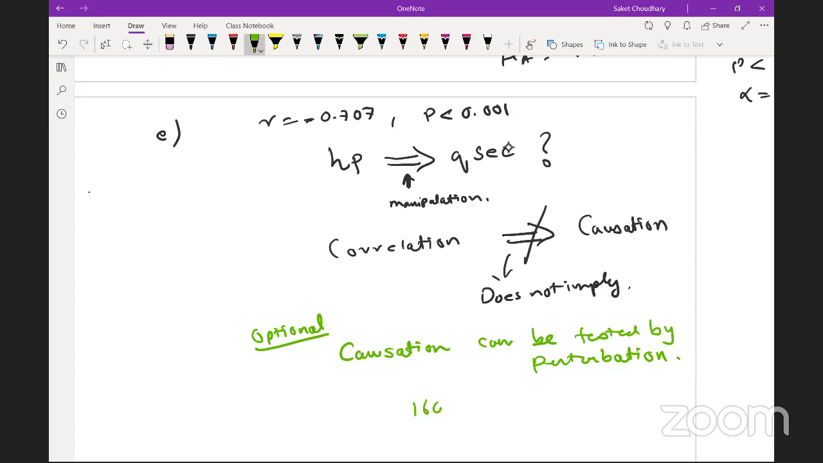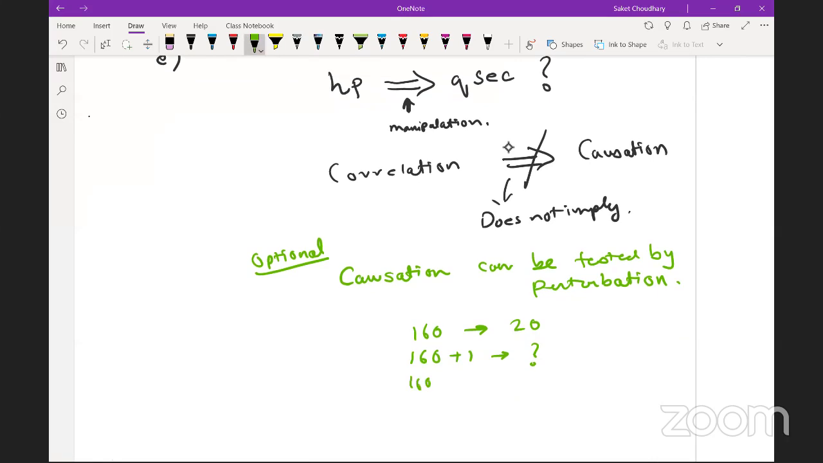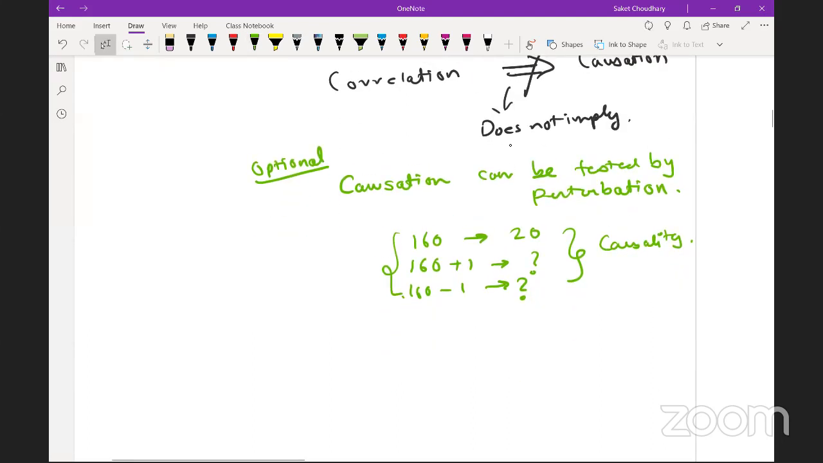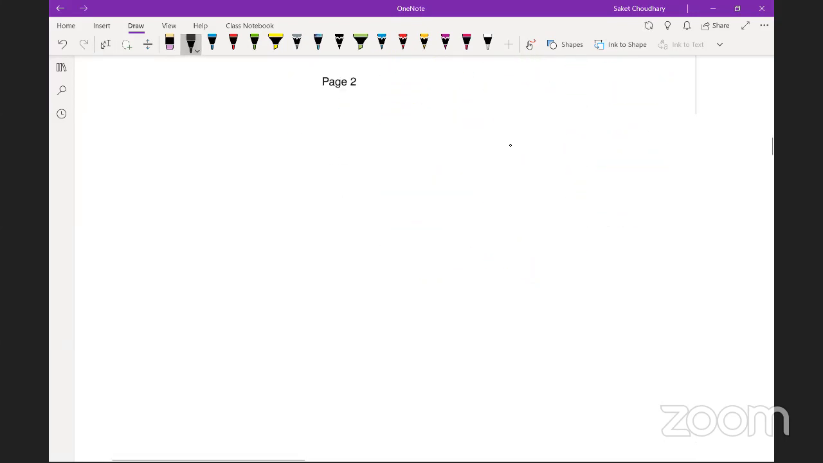so if I have an HP of 160 and it gives me, let's say, a Q-sec of 20, I'll perturb it by a small quantity. So I'll do 160 plus 1 and see in which direction it is going. I'll do 160 minus 1, see in which direction it's going, and so on. Okay, and you'll do this kind of perturbation for multiple rounds. And if you do see it changing in a particular direction, then you can, in some sort of sense, conclude that there is causality. Okay, but it's a completely different science in itself, and it's not as easy as the way I've put it. Okay, but this is the general idea of inferring causality. All right, so move to second problem.